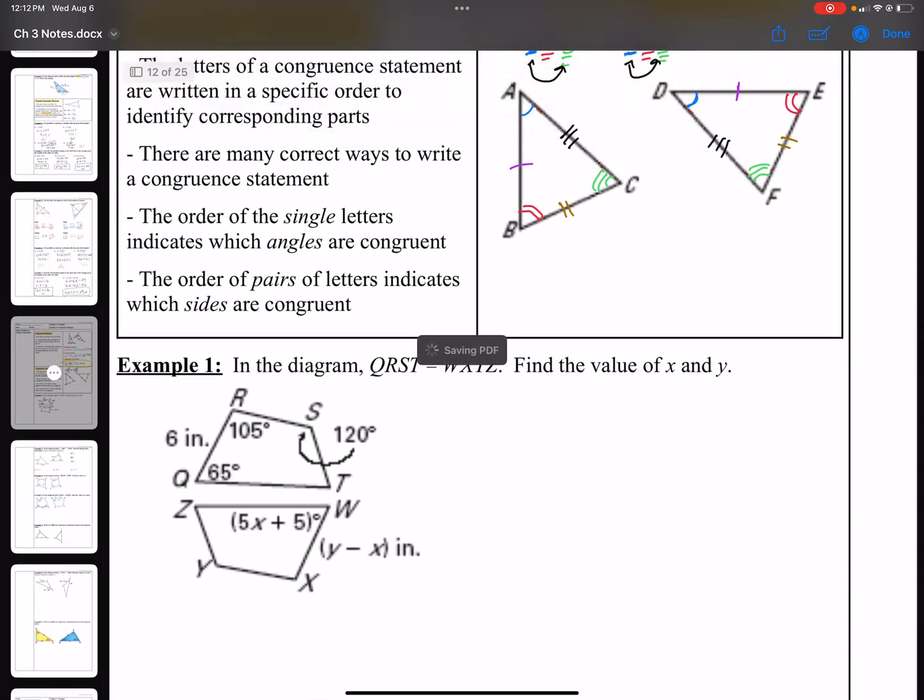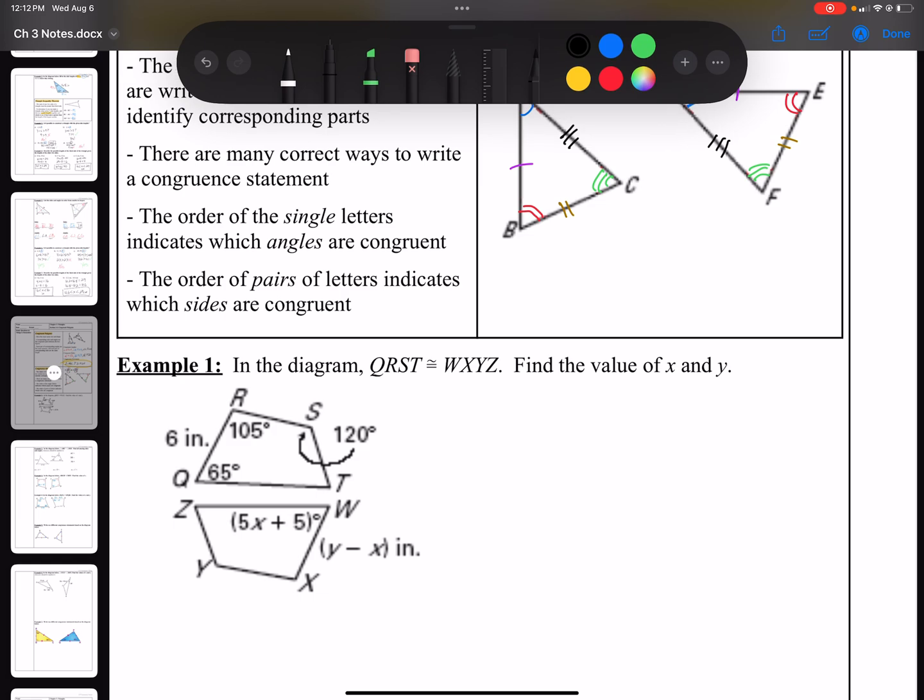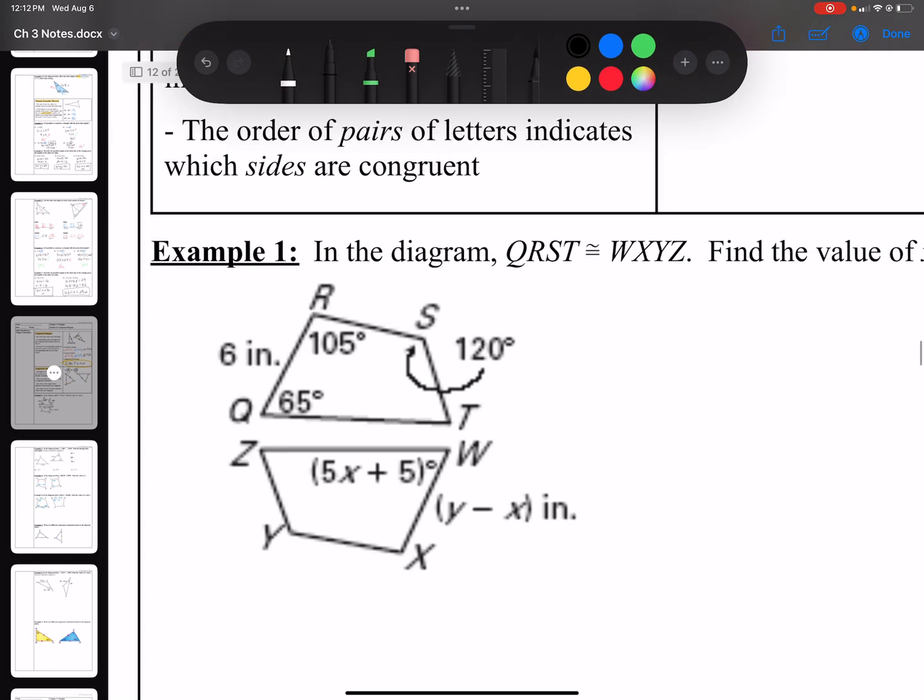Example 1. In the diagram, QRST is congruent to WXYZ. Find the values of X and Y. All right, well, I notice right here I've got an X. I've got this 5X plus 5 degrees. Oh, that tells me it's an angle. That's very important. What angle is that a part of? Okay, that is a part of angle W. Now, here's the tricky part. You want to use the congruent statement. You don't want to look at the picture and say, oh, I should set the top right thing equal to the top right thing. Nope. The congruent statement tells you what you should set equal to what. The 5X plus 5 is part of angle W, which is the first letter here.